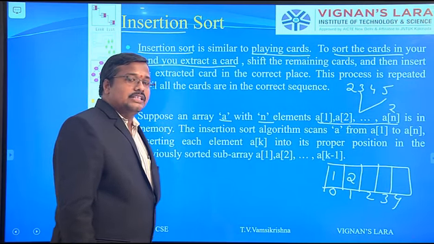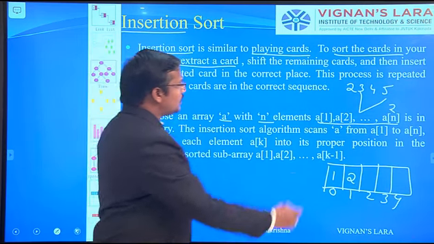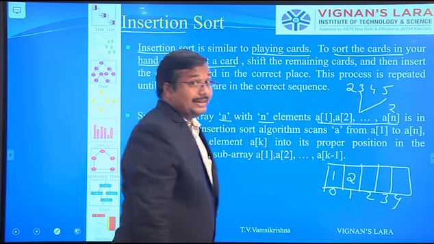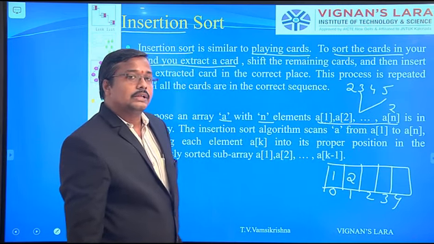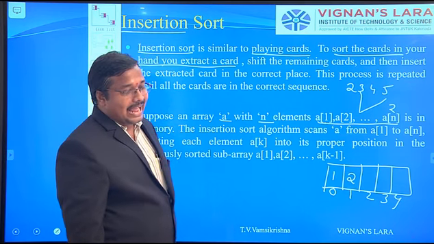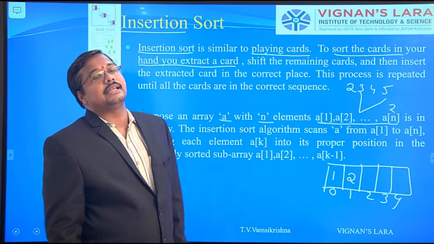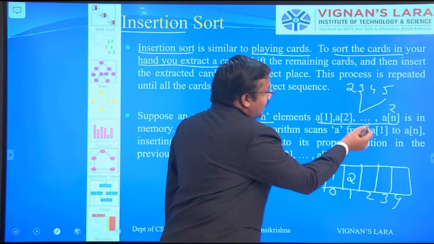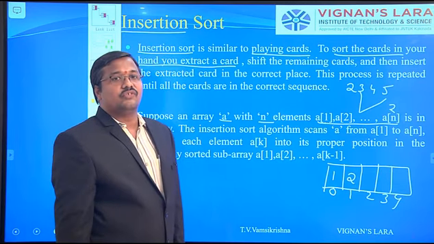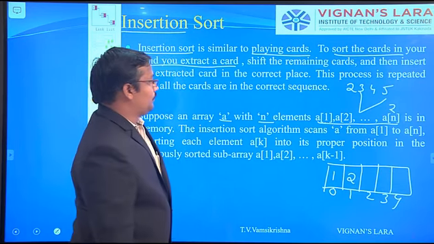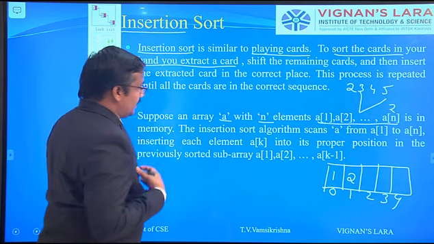Generally the array index starts from 0, so A of 0, A of 1, A of 2, and so on until A of n minus 1. Here we assume the flexibility available in C++ and C, so we can also take the index from 1 to n: A of 1, A of 2 and so on, up to A of n.